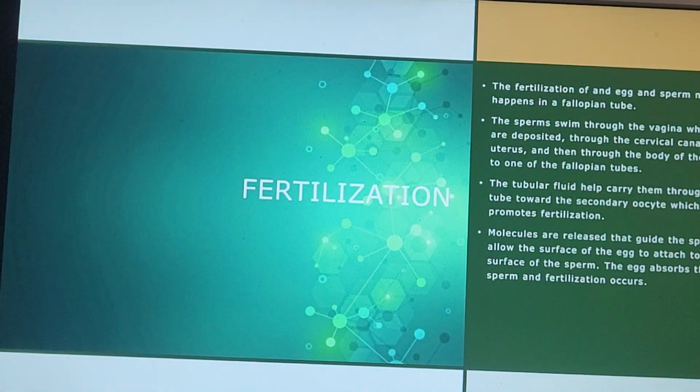Fertilization. The fertilization of an egg and sperm normally happens in the fallopian tubes. The sperm swim through the vagina where they are deposited, through the cervical canal to the uterus, and then through the body of the uterus to one of the fallopian tubes. The tubular fluid helps carry them through the tube toward the secondary oocyte, which promotes fertilization. Molecules are released that guide the sperm and allow the surface of the egg to attach to the surface of the sperm. The egg absorbs the sperm and fertilization occurs.